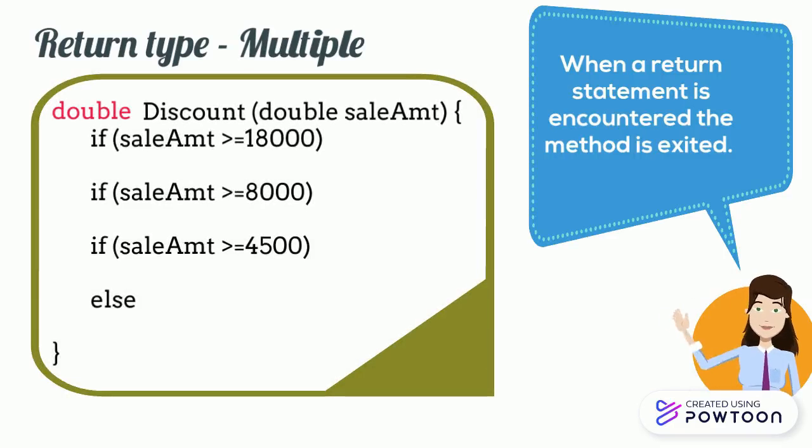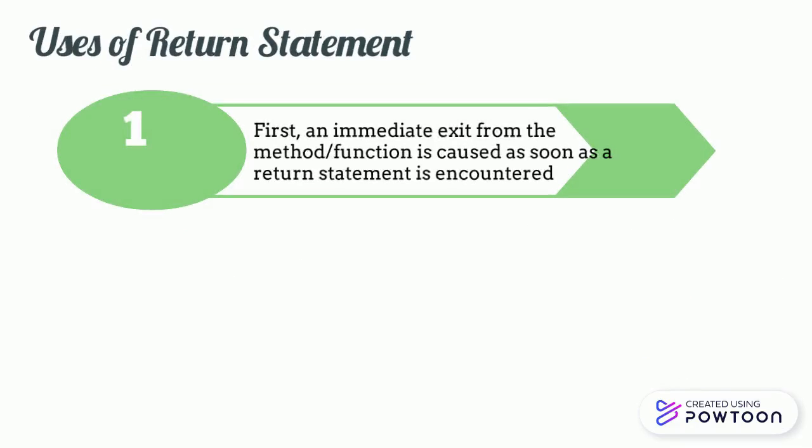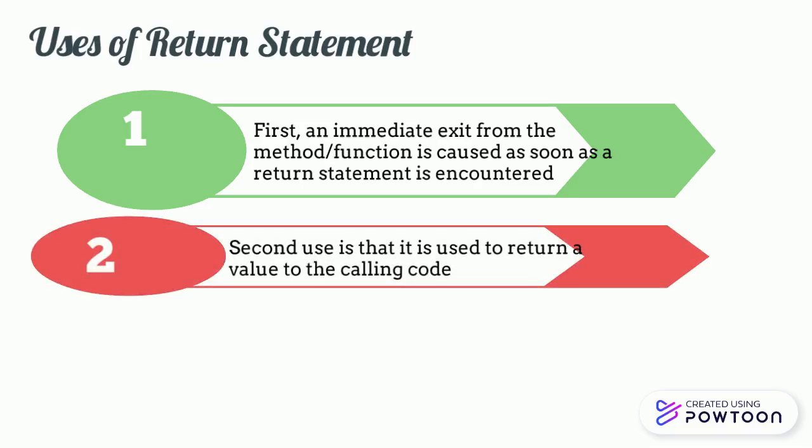As explained in this example, based on the value of sale amount, different values could be returned back to the main function. Return statement is useful in two ways. First, an immediate exit from the method or function is caused as soon as a return statement is encountered. Even though it's not necessary to have a return statement in the method, most methods rely on the return statement to stop execution, either because a value must be returned or to make the code much simpler and more efficient. The second use is that it is used to return a value to the calling code.